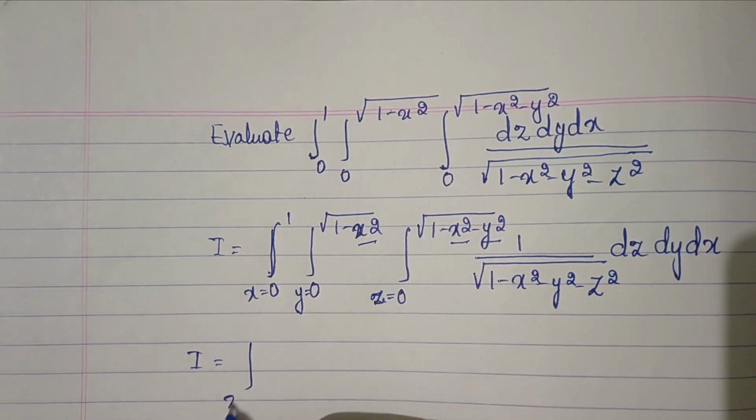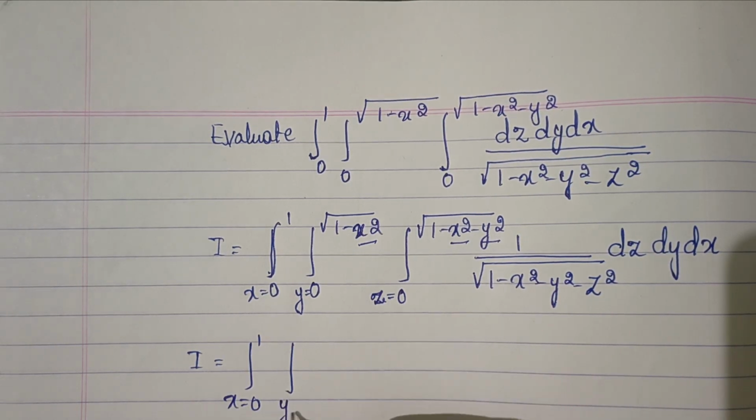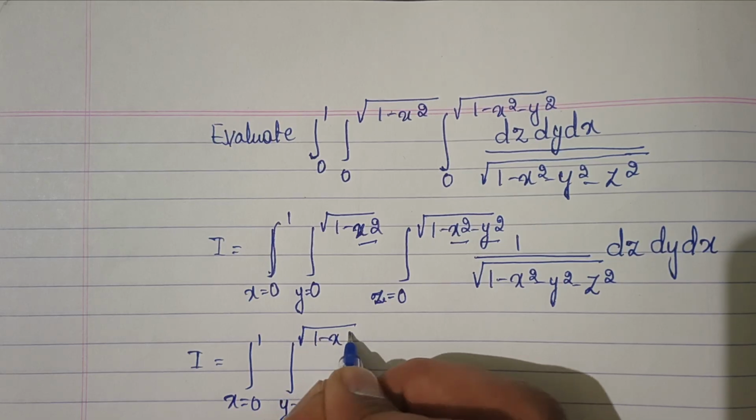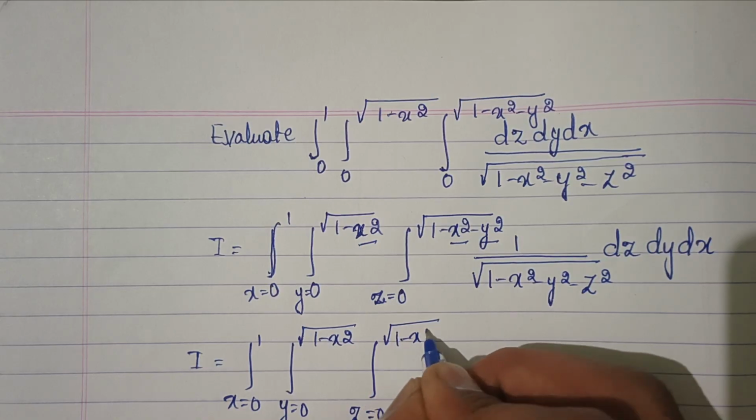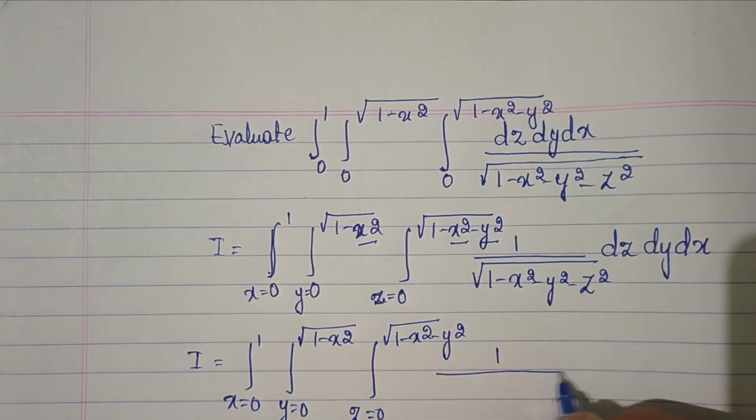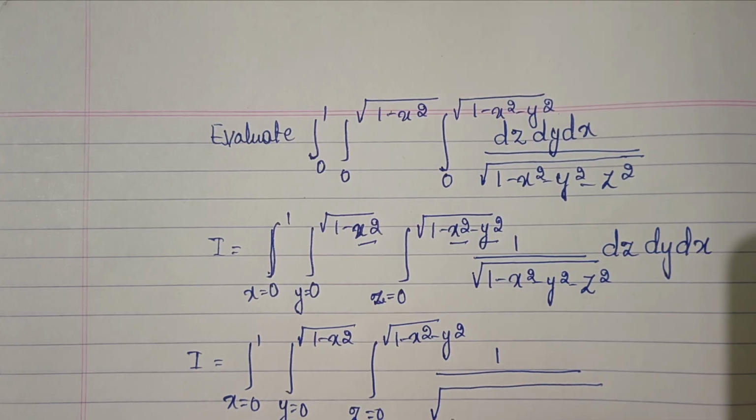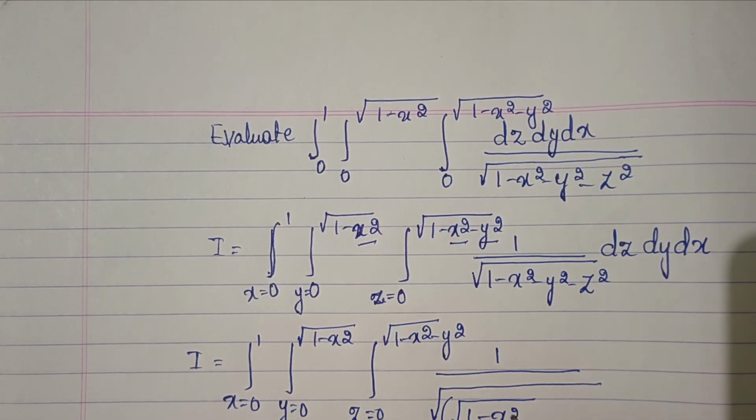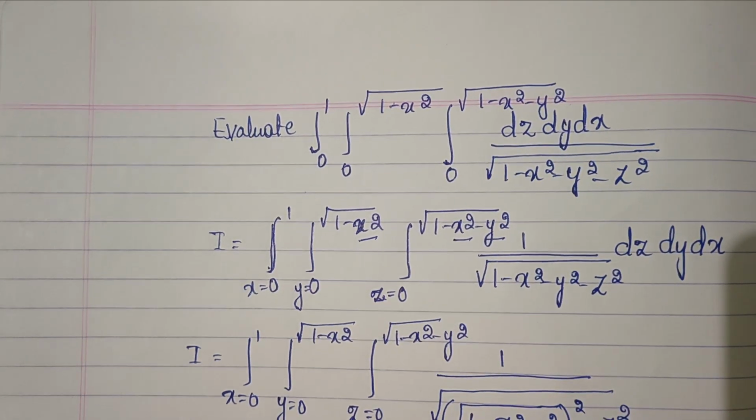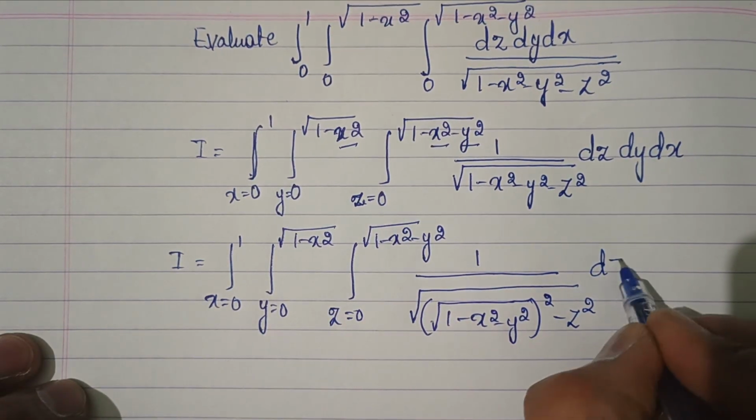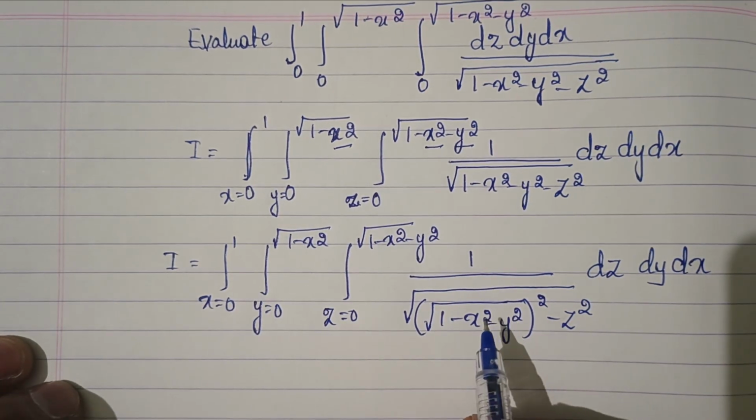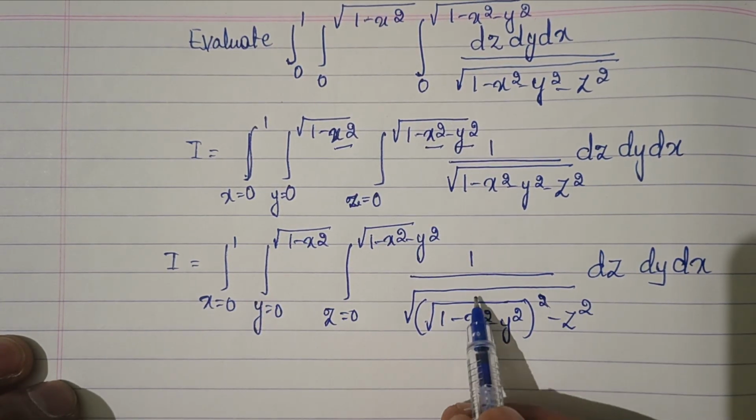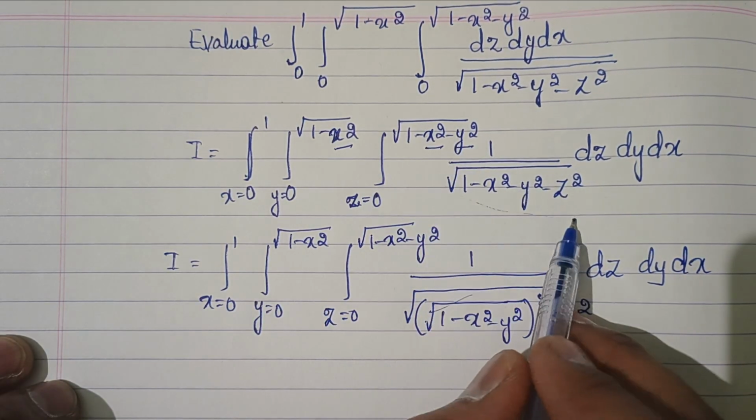Next, we can write this in terms of I is equal to integration of x is equal to 0 to 1, y is equal to 0 to root of 1 minus x square, integration of z is equal to 0 to root of 1 minus x square minus y square, 1 divided by root of the square of root of 1 minus x square minus y square, minus z square. So we can write it like this. Okay. dz, dy, dx. Is there any change we are finding here? There is no change. If this square gets cancelled, we get the same equation, isn't it?